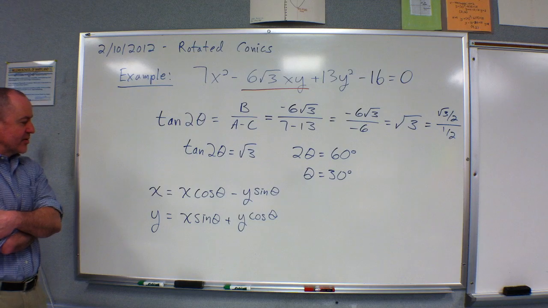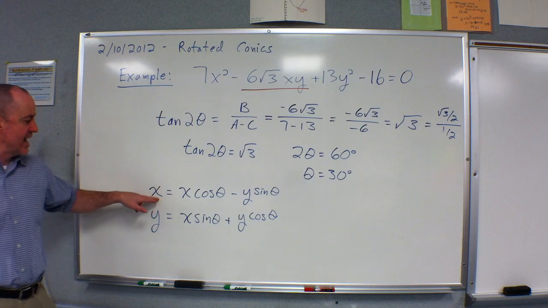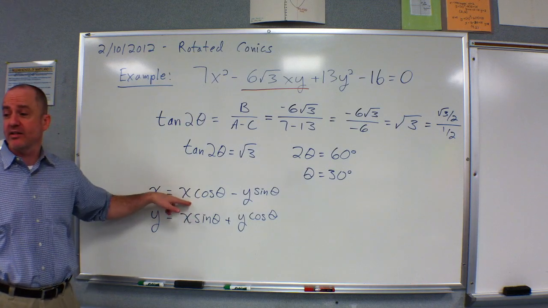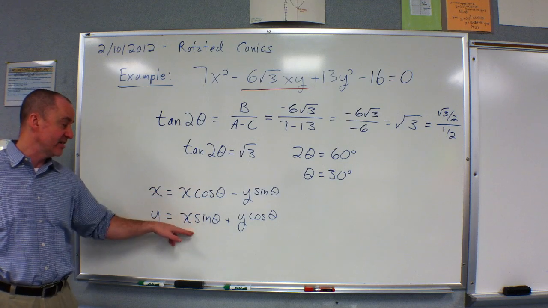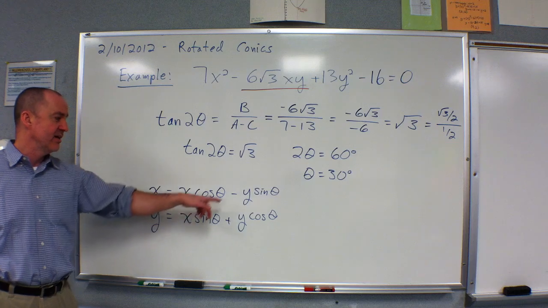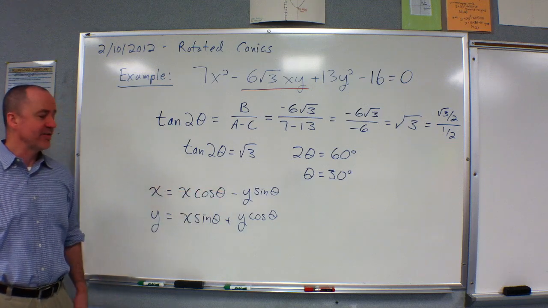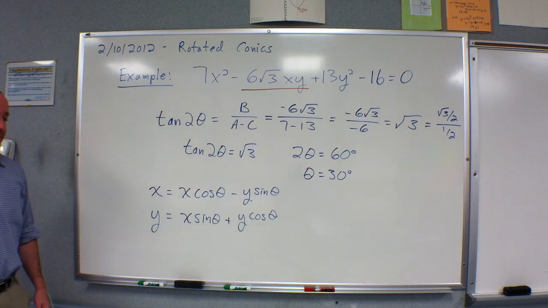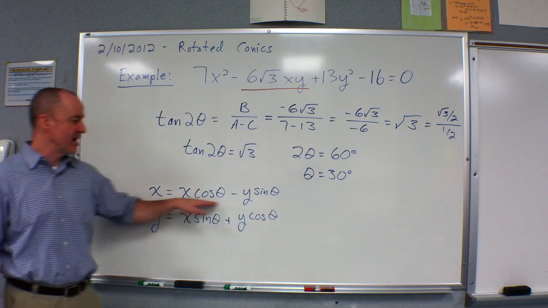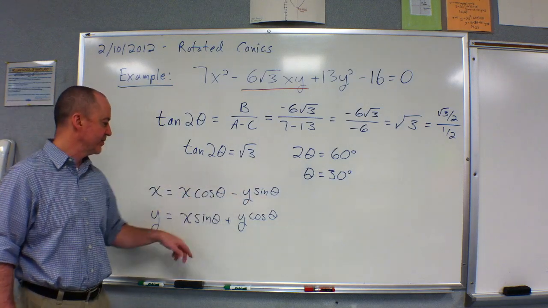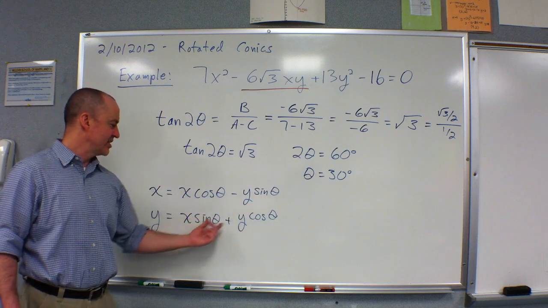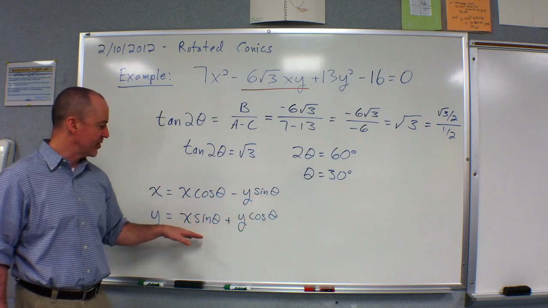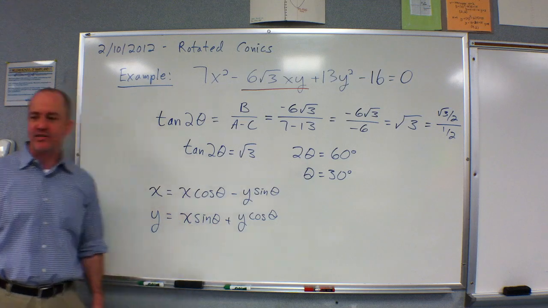My way of remembering them was always x equals x cosine, and cosine always goes with x. Y equals x sine, sine always goes with y. The minus before plus, I don't have a clever mnemonic for it. But for the x's, it lines up intuitively, but it's negative. The x with the cosine, the y with the sine. For the y's, the x's, the sine, and the cosine don't line up with the things they normally line up with, but it's positive.